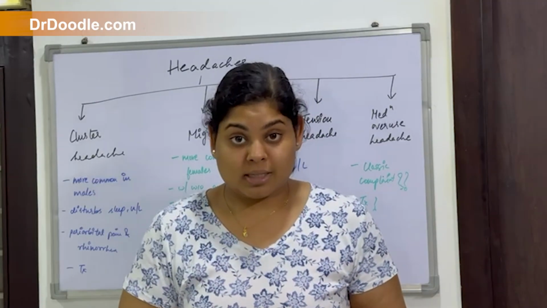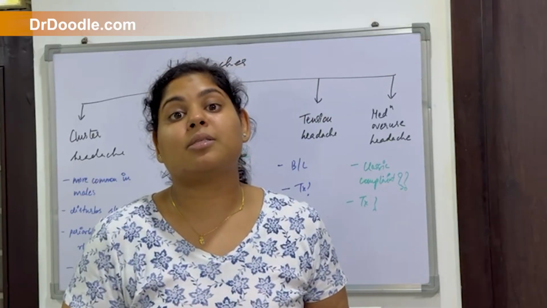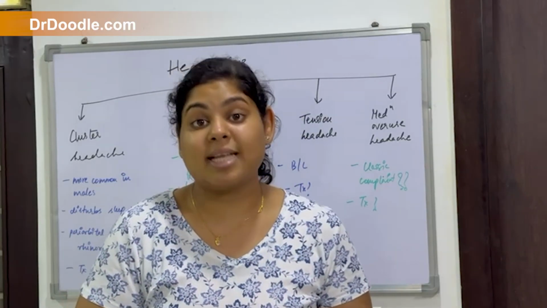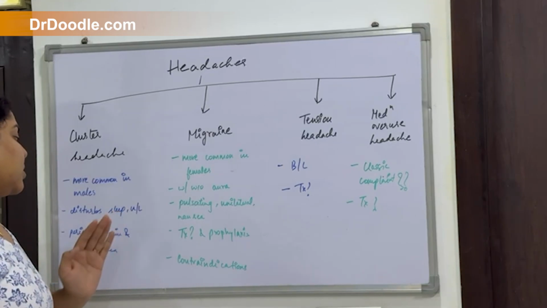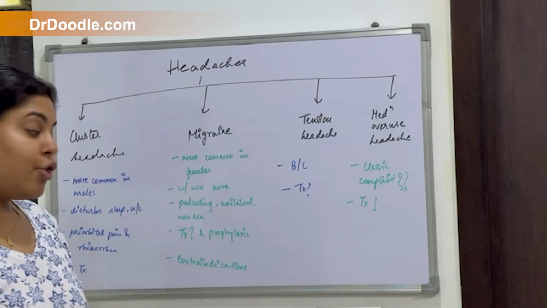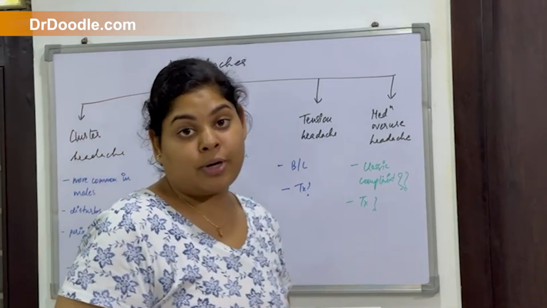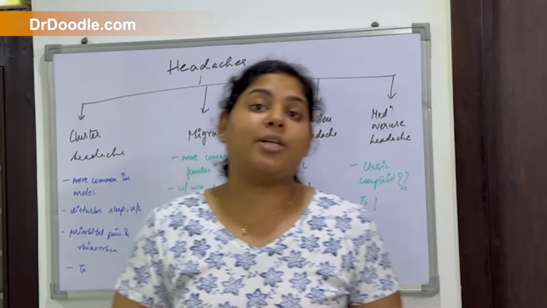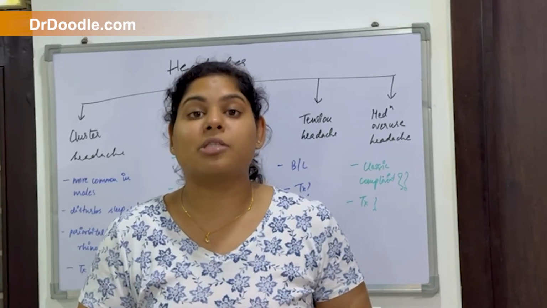So you can think how painful and how frustrating it is for the person because they're constantly getting disturbed in their sleep. So we said it's more common in males, it disturbs the sleep, it's a unilateral pain, it is associated with periorbital pain and rhinorrhea. Now let's talk about how do we treat it. So acutely you treat the person by giving him 100% oxygen.